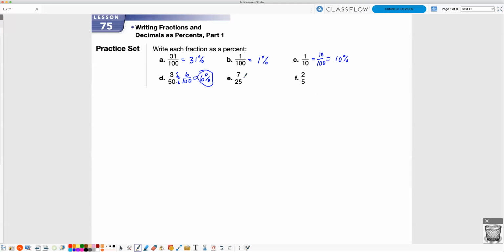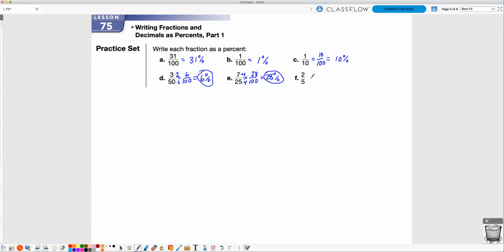7/25ths. This one, again, you need to have a denominator with an equivalent of 100. So times 4 is what it would take to get to 100 there. I have to multiply that one times 4. I get 28. That numerator becomes the number that I would use with the symbol for percentage right after it.